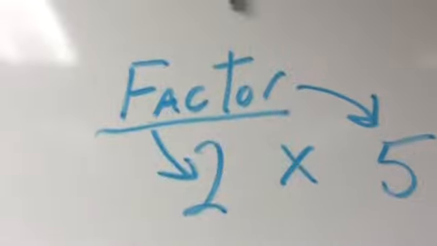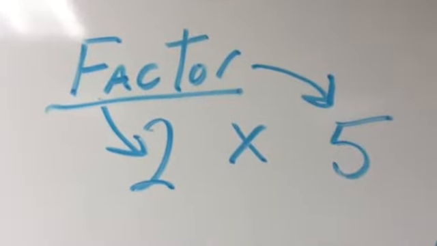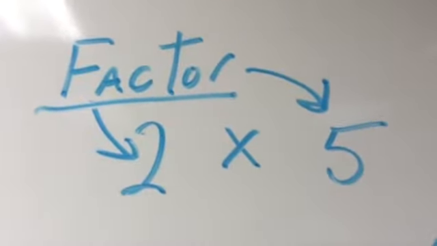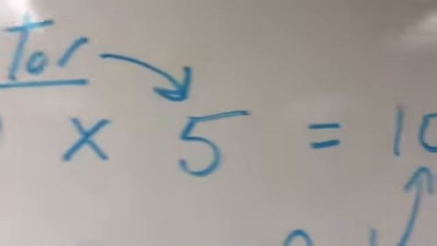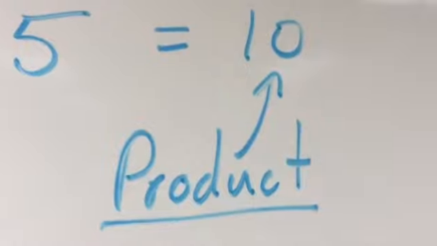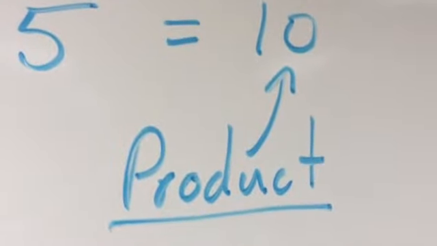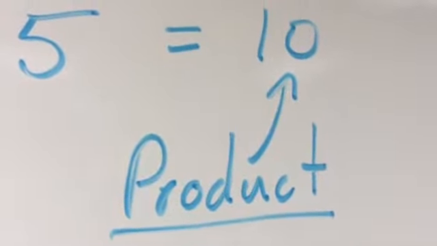The two numbers that are being multiplied together are called factors. A factor in this case is 2 and 5. 2 times 5 are the factors that equal the product of 10. So the product is the result of that multiplication.